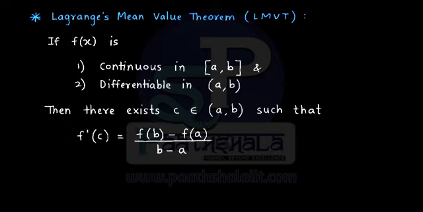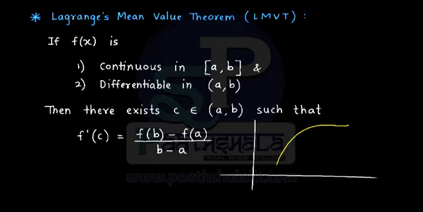What does it mean? Suppose we consider some function, something like this. This is a and this is b, the endpoints. We don't necessarily restrict f of a and f of b to be the same, so we keep them separate. So we have f of a and f of b.